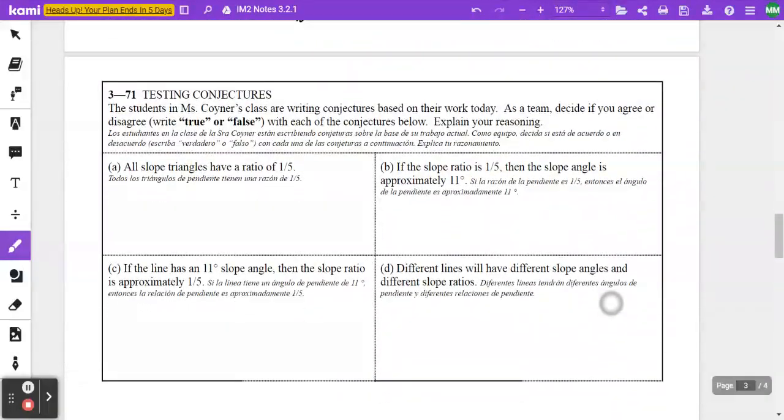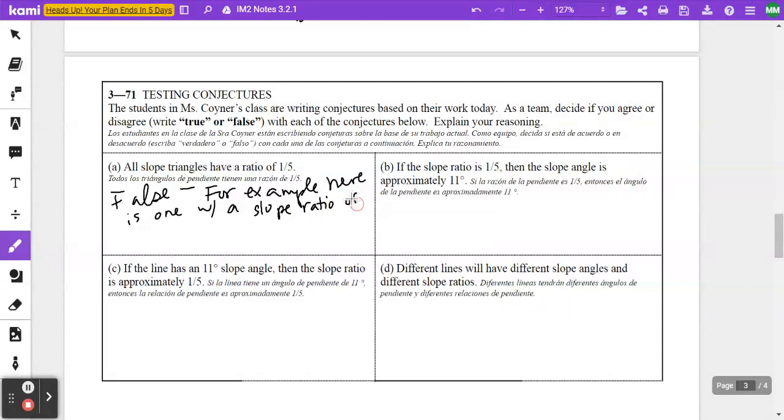Okay. Let's see, 3-71, testing conjectures. The students in Miss Coiner's class are writing conjectures based on their work today. As a team, decide if we agree or disagree, true or false, with each of the conjectures below, and explain your reasoning. First question says, all slope triangles have a ratio of 1/5. This is false. For example, here is a triangle with a slope ratio of 2/5. Let's draw that. I go over 5, 1, 2, 3, 4, 5. I go up 2. Here's the line, and here's the slope triangle, 2/5.